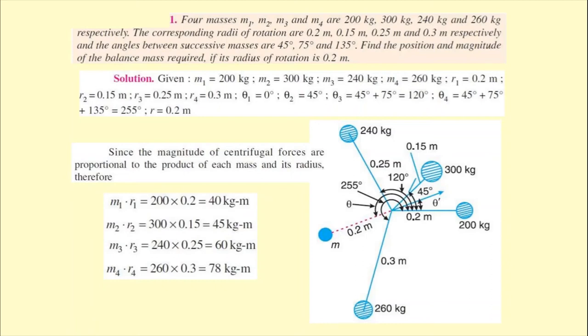First of all you have to draw the space diagram as shown in the first step. In the second step we have to find the individual M1 into R1, M2 into R2, M3 into R3, M4 into R4 values. And remember, all the terms should be found in terms of kg and meter. Whatever unit is used, try to convert it into kg meter form. It will be easier for you to calculate and understand.